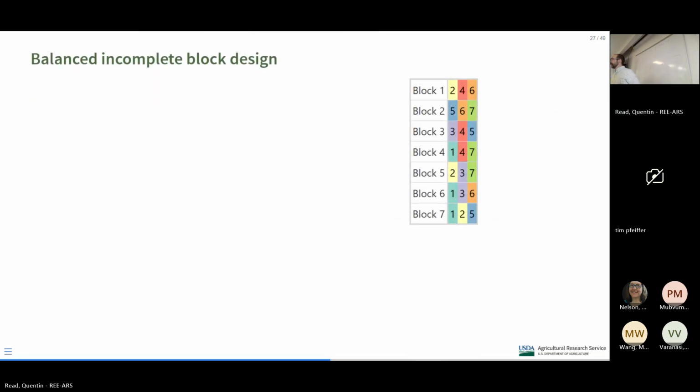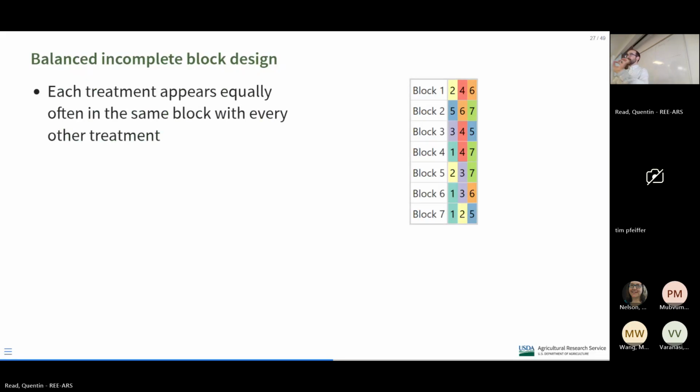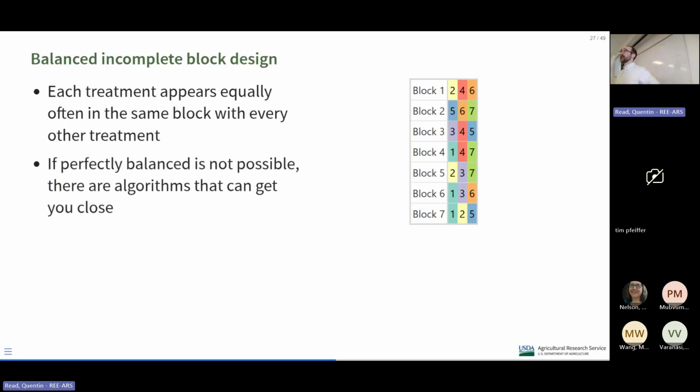So the ideal incomplete block design is a balanced incomplete block design. And why is it called balanced? Because every treatment should appear equally often within the same block with any other treatment. That's what balance means. And you can only get perfect balance with certain integer combinations. If you have an odd number of treatments and blocks, you're not always able to get a perfectly balanced design, but there are algorithms that can get you as close as possible to perfectly balanced.